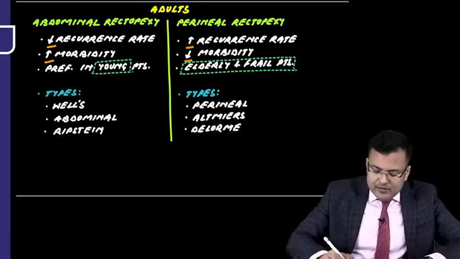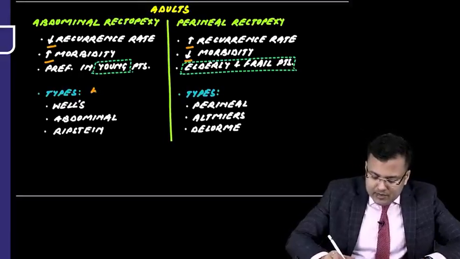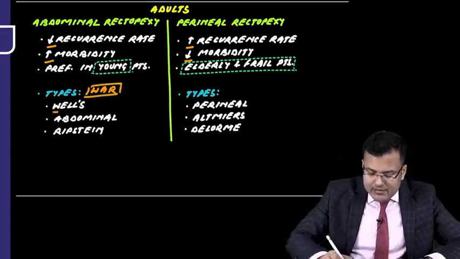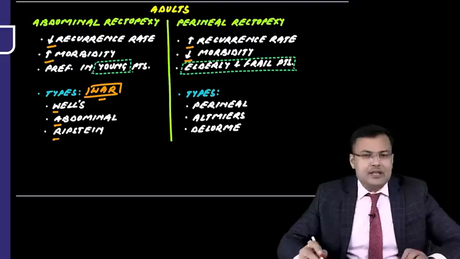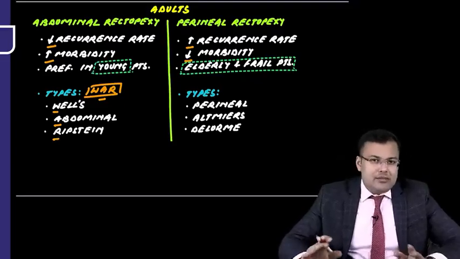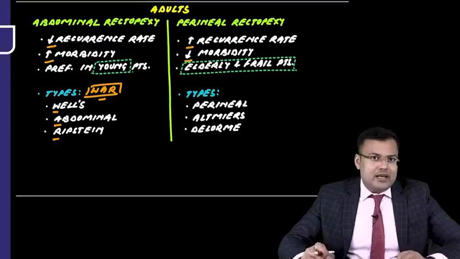Now, how to remember? For abdominal rectopexy, the mnemonic is VAR. VAR means Wells, A means abdominal, R means Ripstein. So, Wells, abdominal, Ripstein. Wells and Ripstein, these are abdominal.